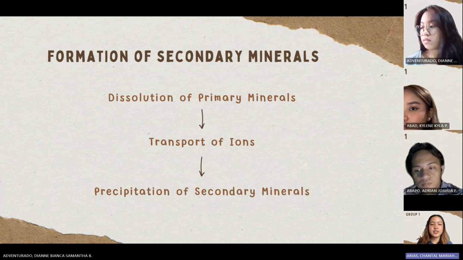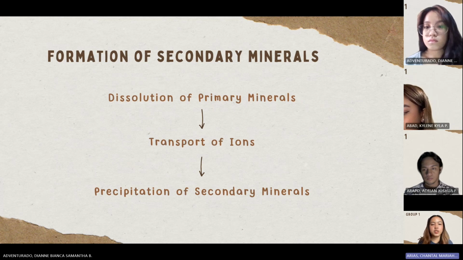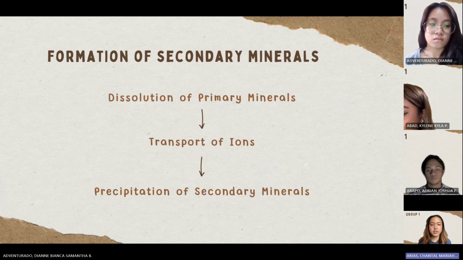The released ions are then transported through water, and then yun na yung precipitation of secondary minerals. So ions may precipitate out of solution under specific conditions, forming new minerals. These conditions, for example, are changes in pH, temperature, or concentration, which may precipitate ions out of solution to form new minerals.